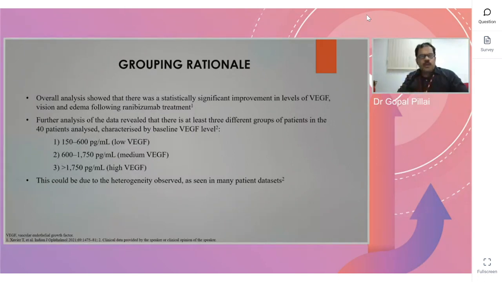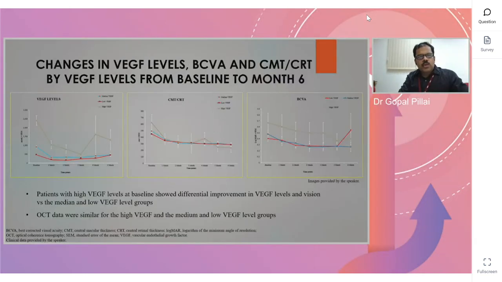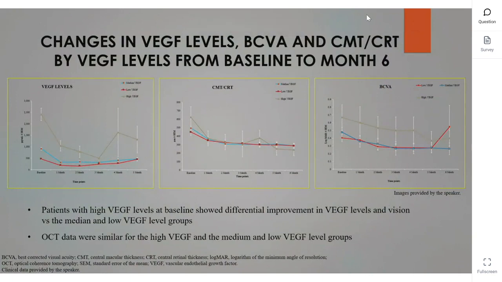This is a grouping that we had done. So we had grouped the VEGF into low VEGF, medium VEGF, and high VEGF. Low VEGF 150 to 600, medium VEGF 600 to 1750, and more than 1750 was high VEGF. And when we looked at the behavior of these 3 groups, you can see that the brown graph is the VEGF levels. There was a significant drop in VEGF even in the high VEGF category. But by the time they reached the fourth month, there was a significant increase back of the VEGF levels.